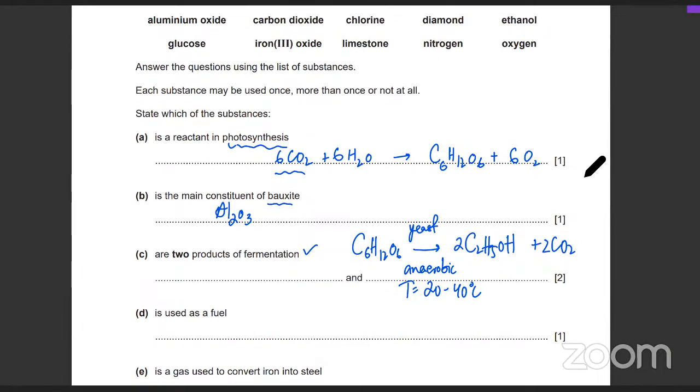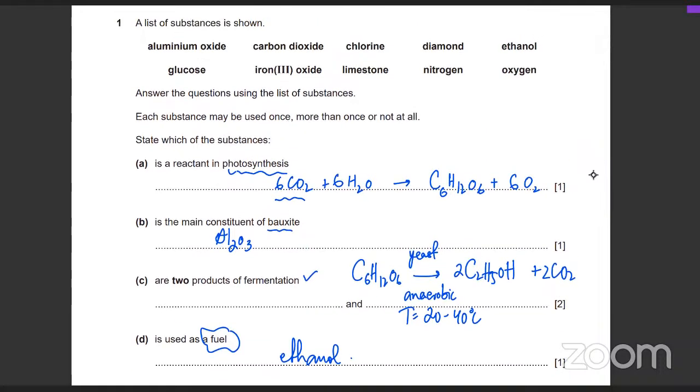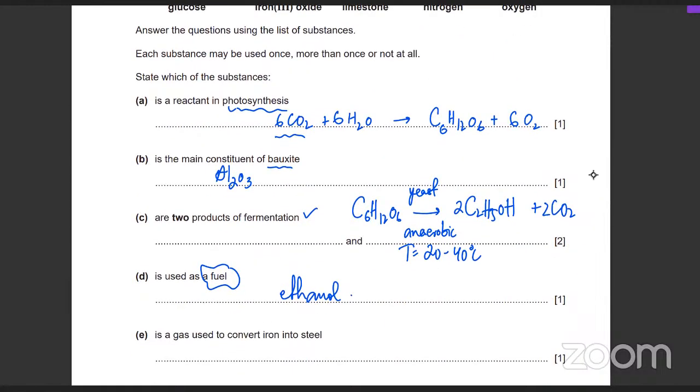Now, it's used as a fuel. Which one out of these things is used as a fuel? Nitrogen? No, ethanol. Ethanol is used as a fuel. Next, which gas is used to convert iron into steel? Can you repeat that, sir? What is the gas that is used to convert iron to steel? Oxygen. Okay, that's oxygen gas because it removes the excess carbon out of it.